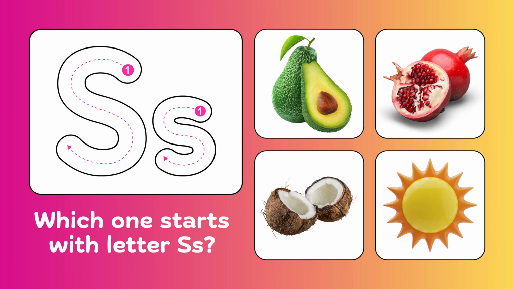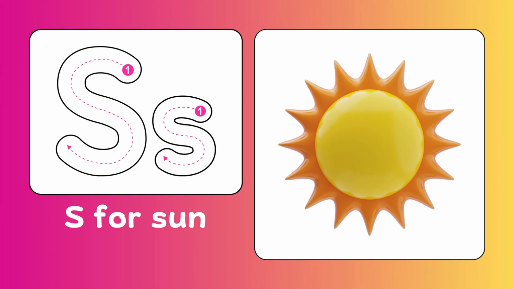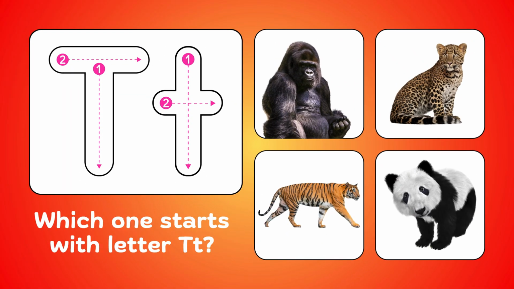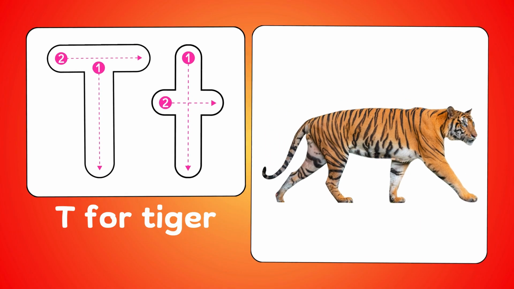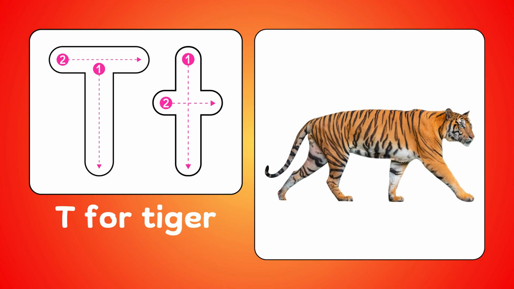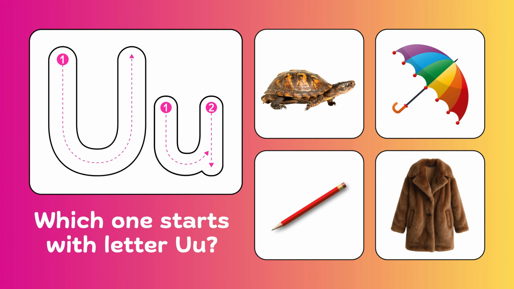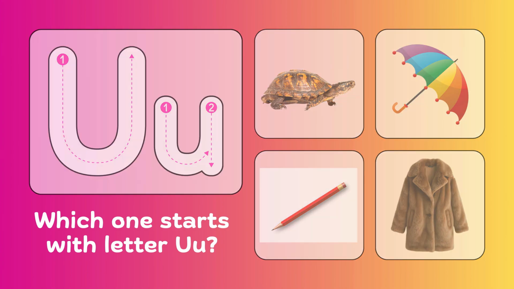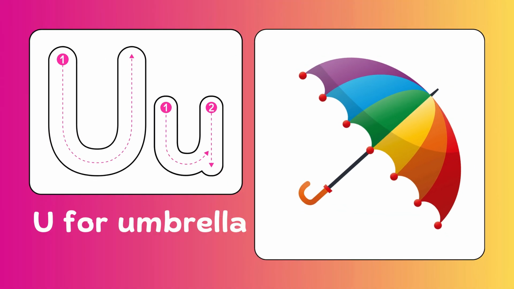Which one starts with the letter S? S for sun. Which one starts with the letter T? T for tiger. Which one starts with the letter U? U for umbrella.